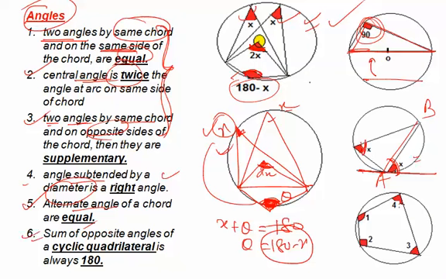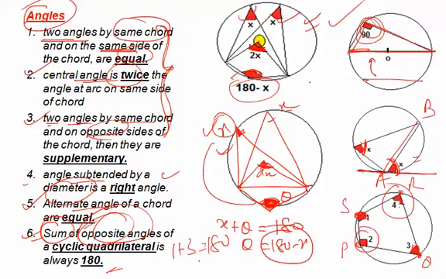Next is your sum of opposite angles of cyclic quadrilateral. What is a cyclic quadrilateral? If all the 4 points of a quadrilateral are on the circle, then it is called a cyclic quadrilateral. What is its property? Sum of opposite angles 1 and 3 is always 180. So 1 plus 3 always 180. Similarly, opposite angles 2 and 4. Sum of 2 and 4 is always 180. This is important property. Please remember it.